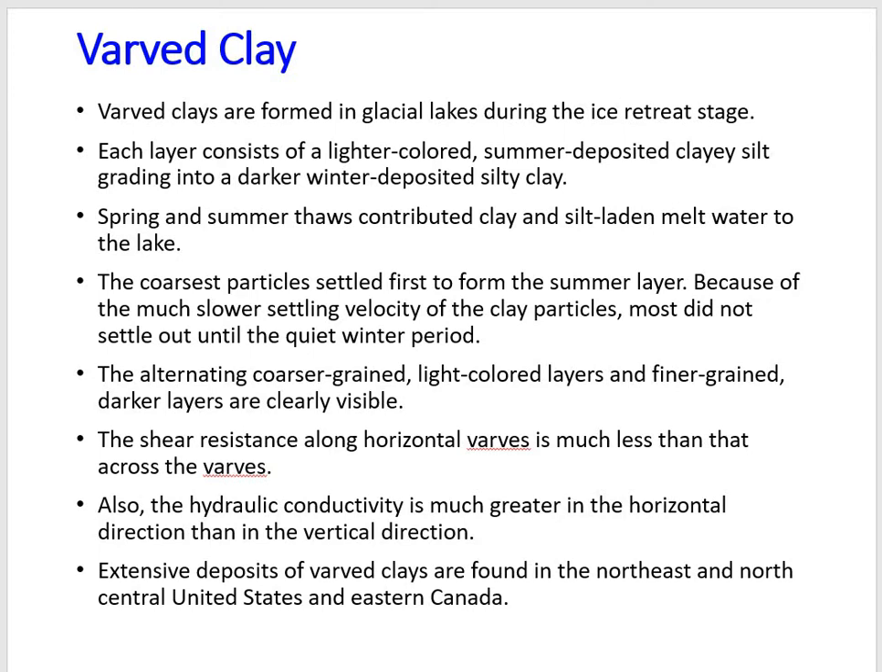Varved clays are formed in glacial lakes by the melting of water. That means when the melt water carries these sediments, they are deposited in these glacial lakes. It consists of two layers. I will show you the figure of varved clay. The first layer is a light colored layer, which has the summer deposited clay silt, and then a darker layer which is the winter deposited clay silt. So it is a mixture of two layers, the summer clay layer and a winter clay layer. That is how the varved clays are formed.